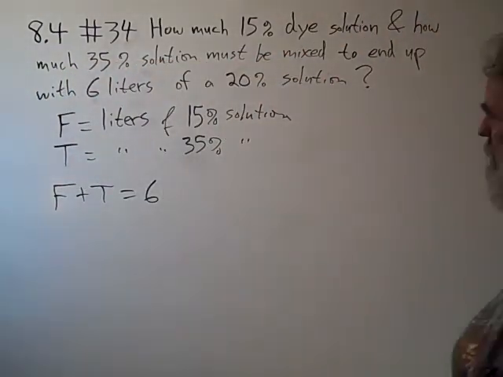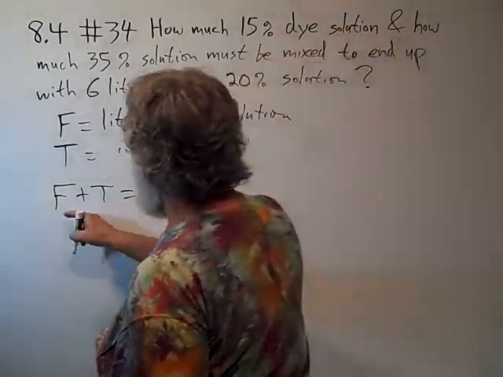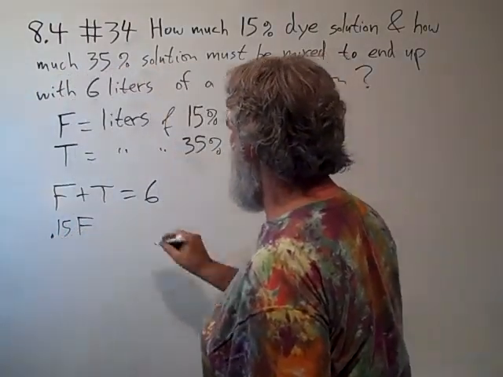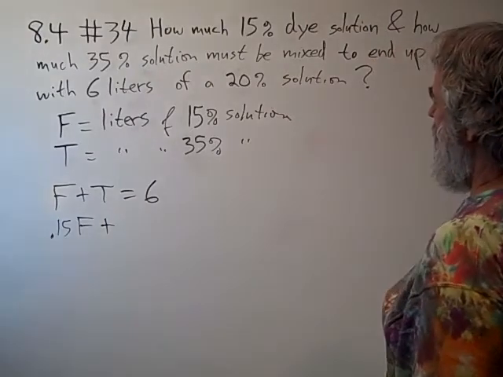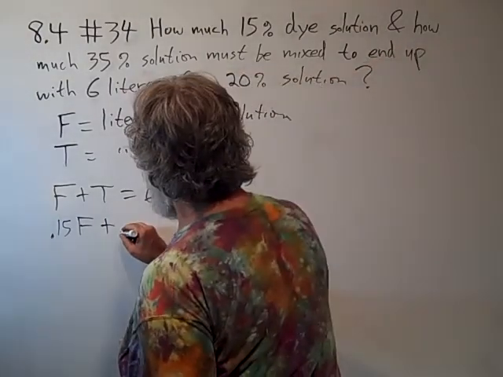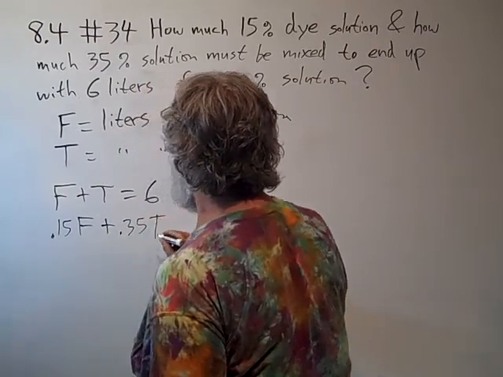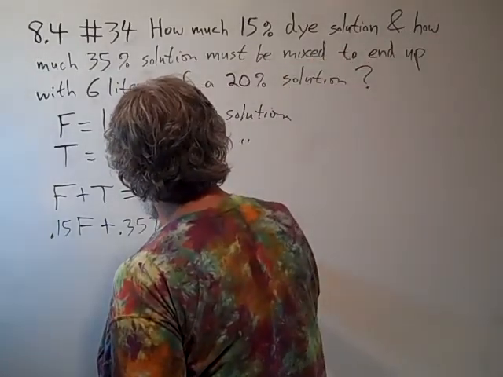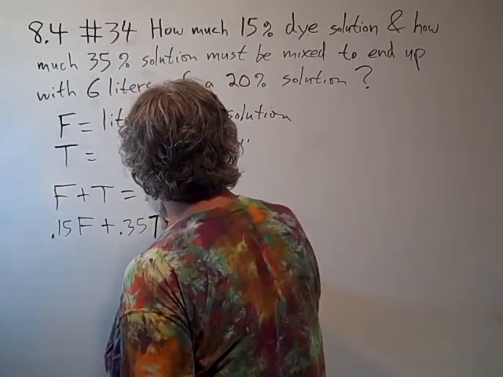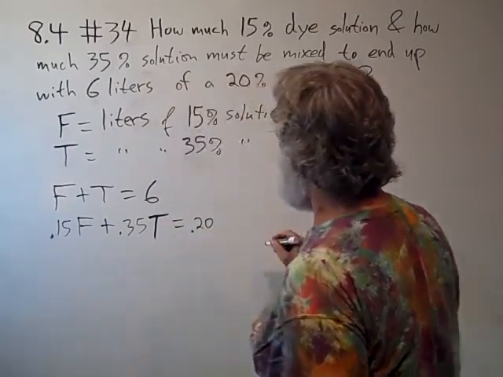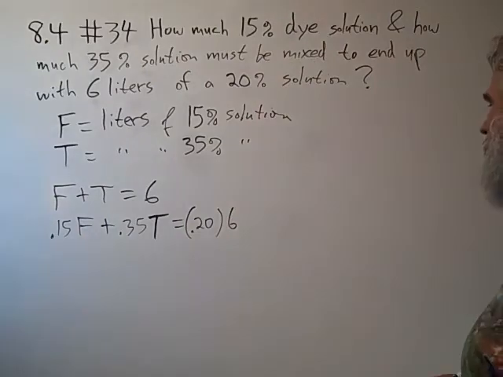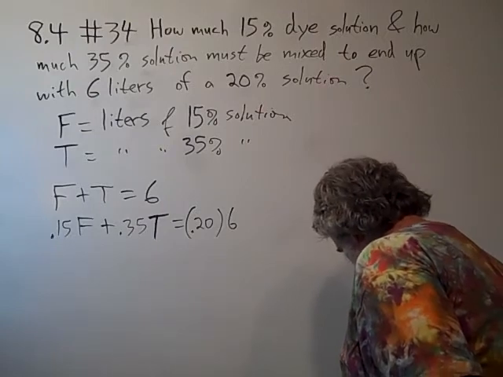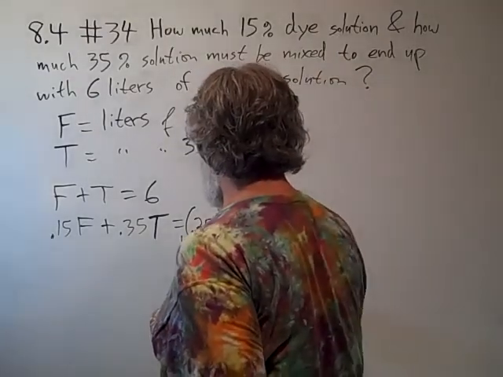Now 15% of F is dye, so 0.15 times F is how much of that is the dye. And the 35% solution, there's T liters of it, so 0.35 times T is 35% of T. How much of that is pure dye? And what we're ending up with is 20% dye, at a total of 6 liters of it. So anyway, this is 1.2.